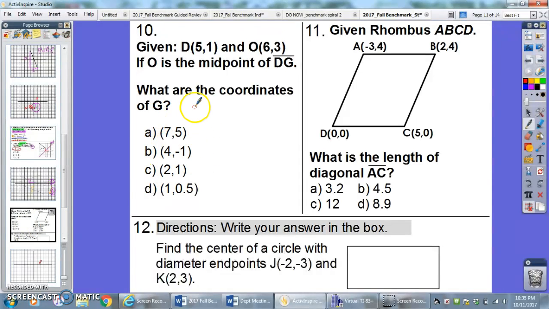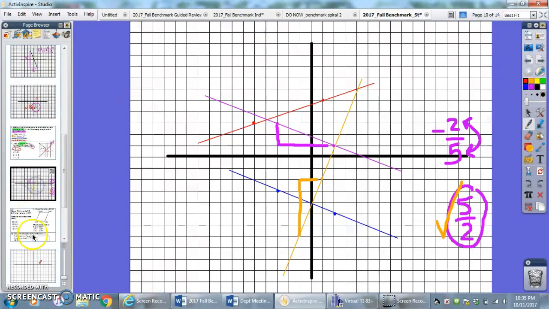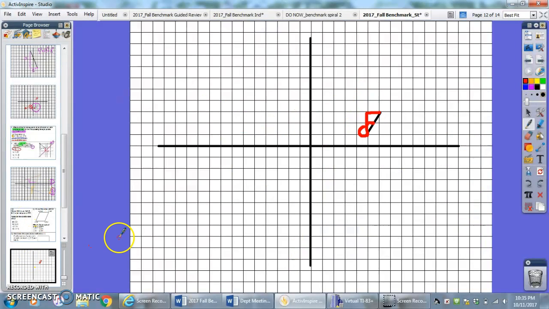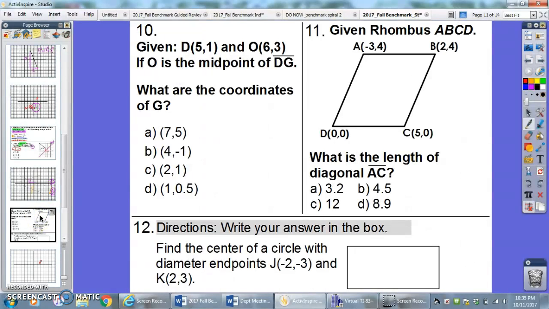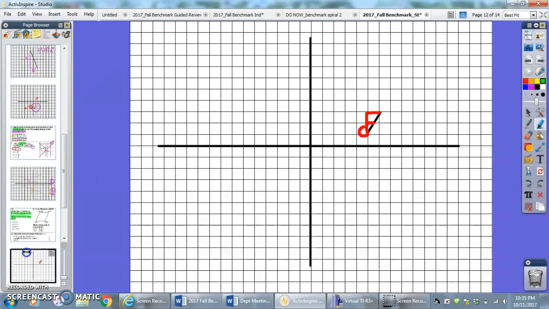And there might be a problem not having an answer choice. Okay, so it looks like, oh, nope, see, I read this wrong. It says if O is the midpoint. If O is the midpoint of DG, what are the coordinates of G? So there you go, a prime example of you need to read the question carefully.